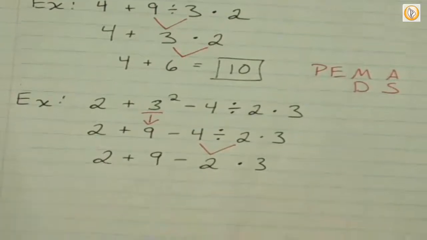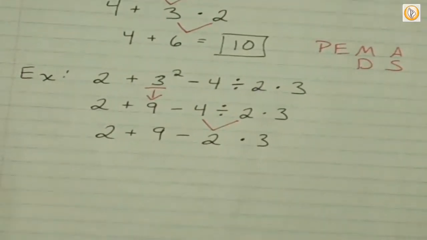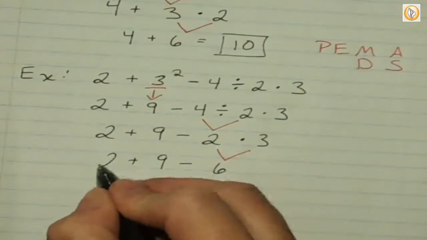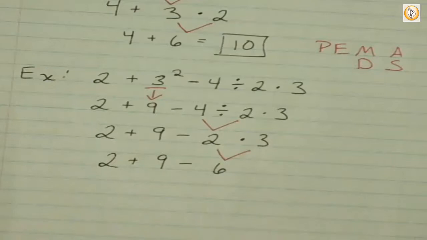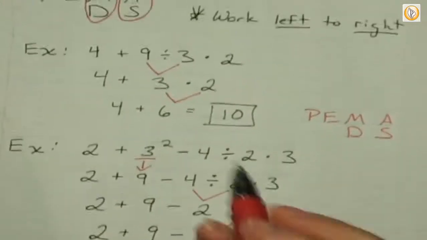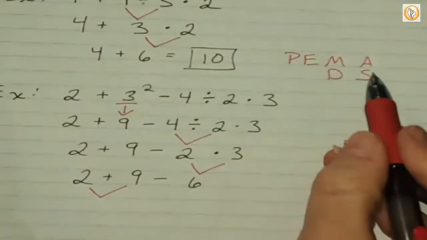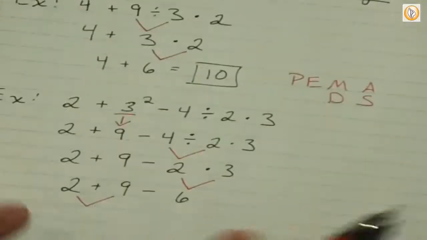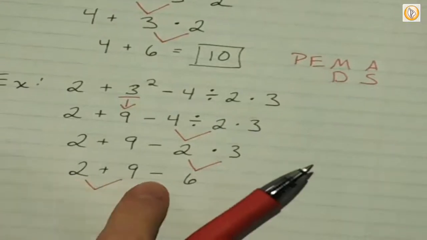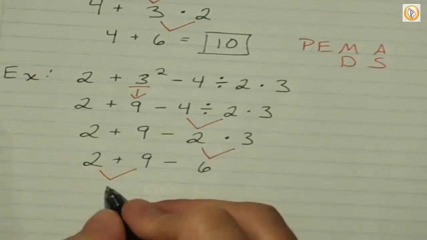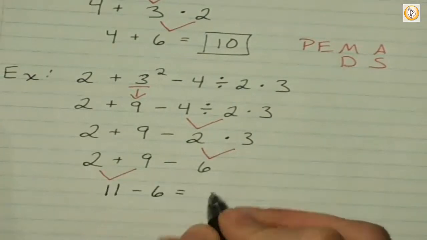Make sure you rewrite it carefully. Now what do I do, Emily? Multiply. What is 2 times 3? Good job. Now what do I do? There you go. Now look, those of you that get confused, in this case, yes, the A comes before the S. But if you're working left to right, this would still work. Okay, so yes, you're adding. So 9 plus 2 is? So 11 minus 6 is 5.